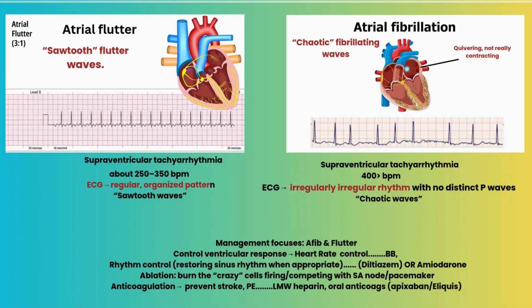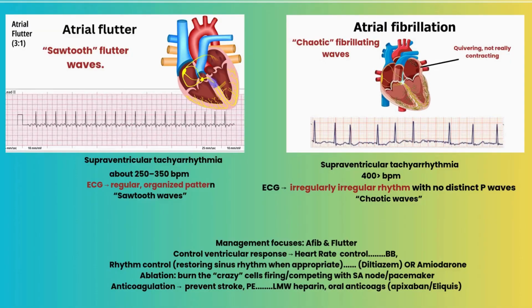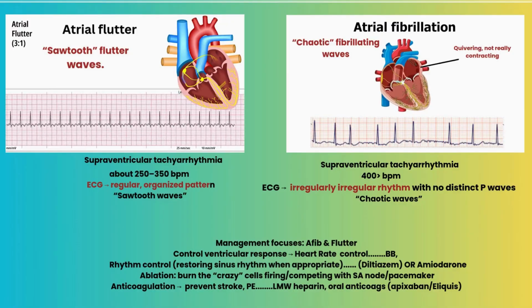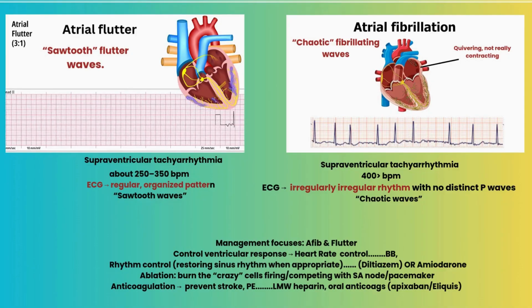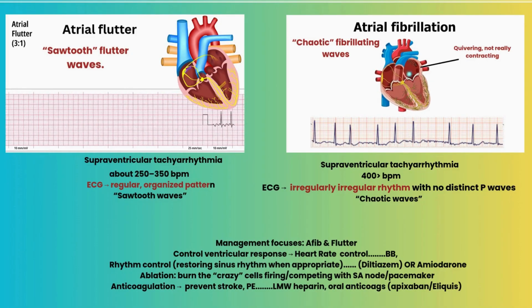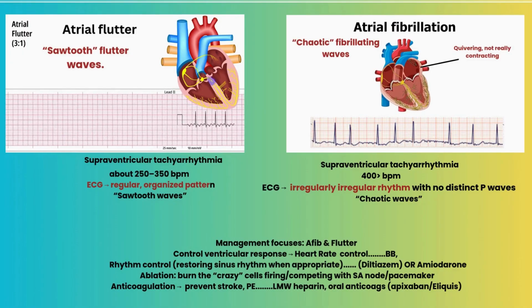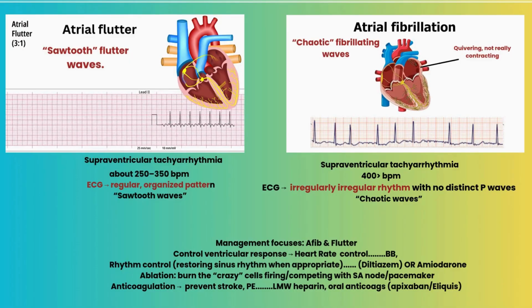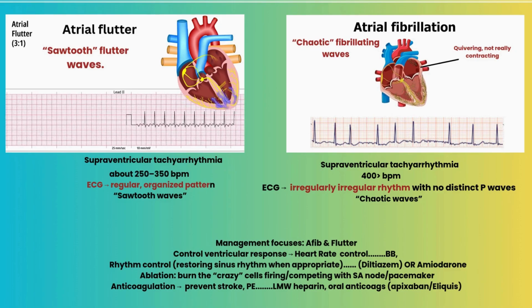For both of them, the atria is quivering and not really contracting. The problem here is that there is increased risk of blood stasis in the atria and therefore clot formation. These clots can break off and move forward and get stuck in the tiny little blood vessels in the lungs, causing pulmonary embolism, or in the brain causing embolic stroke. So patients with these two dysrhythmias are always put on anticoagulants like Eliquis or warfarin.